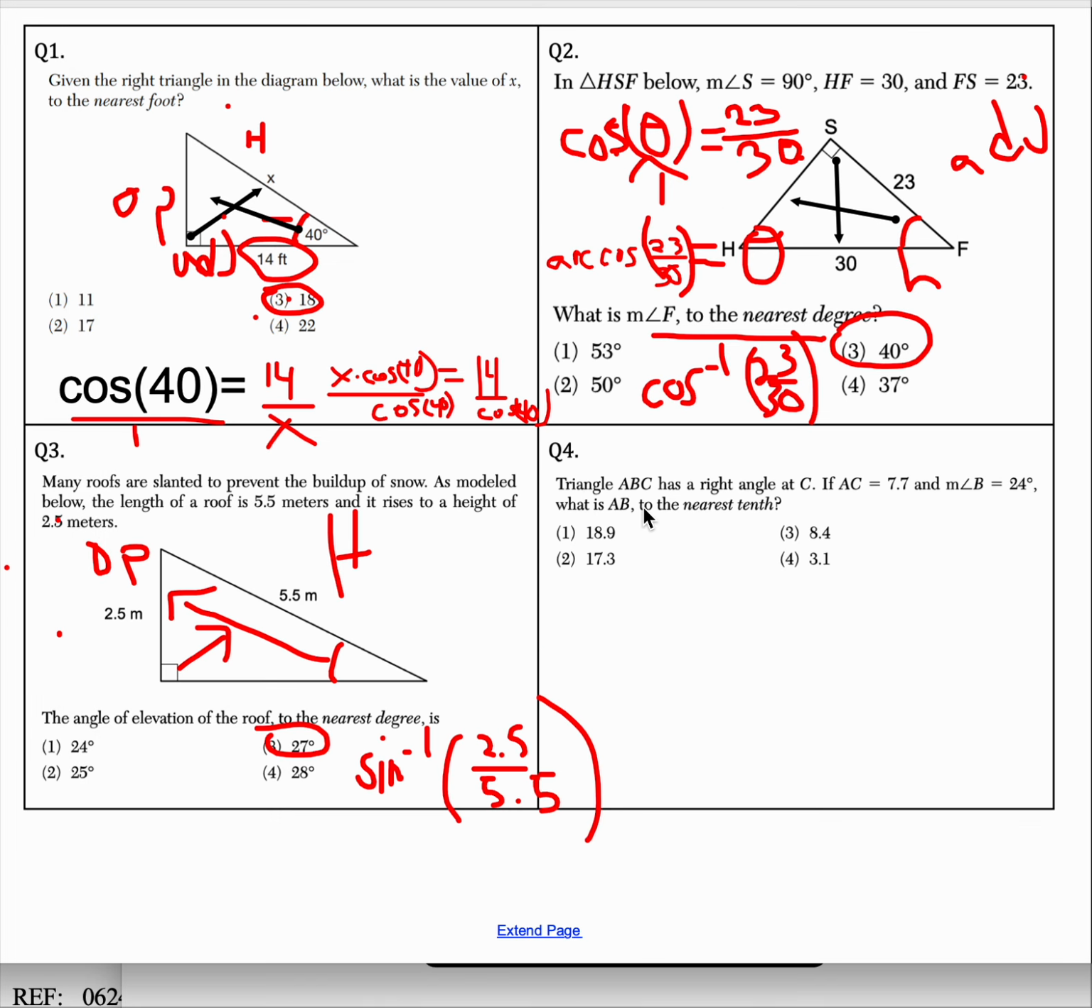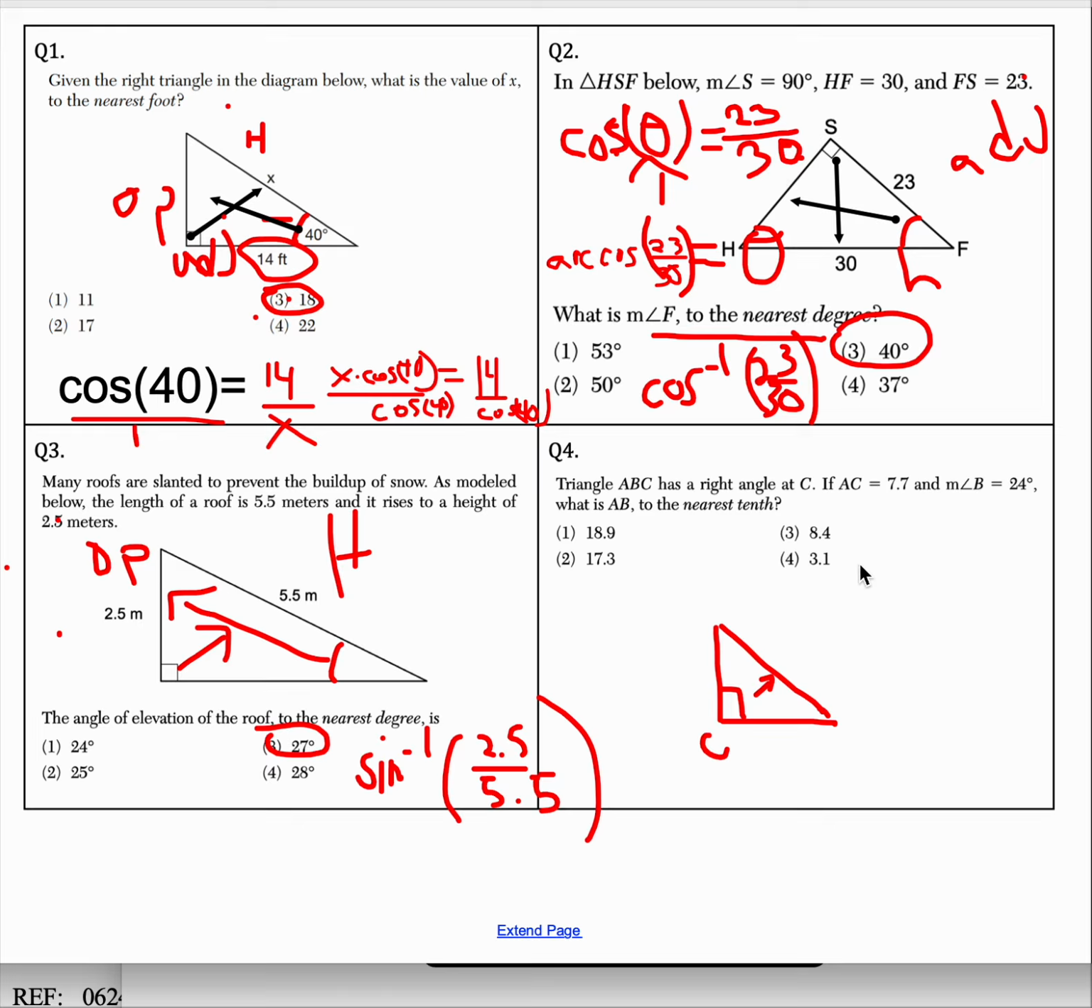So triangle ABC has a right angle at C, and AC is 7.7, and angle B is 24 degrees. What is AB to the nearest tenth? So I'm going to draw a right triangle, and this is C because it says that this is our hypotenuse. Okay, angle B is 24 degrees, and we're looking for AB. So no matter what, this has to be AB, right?